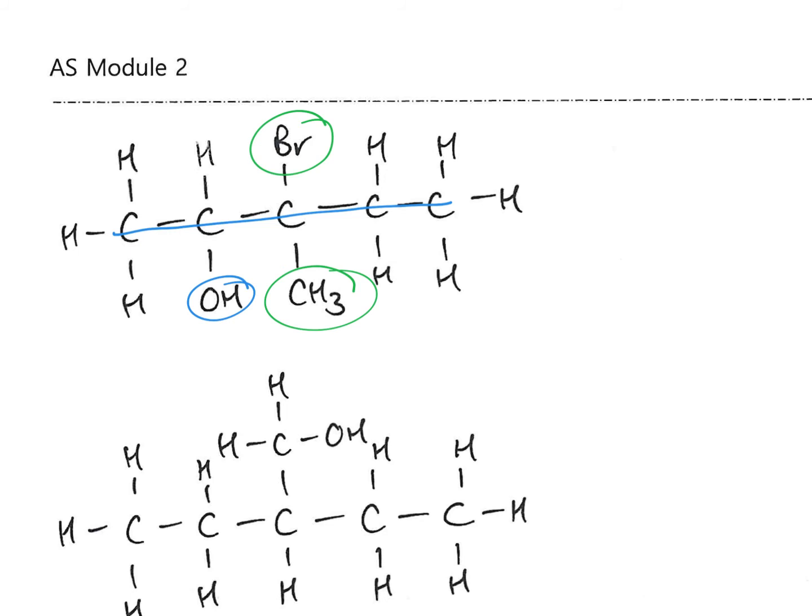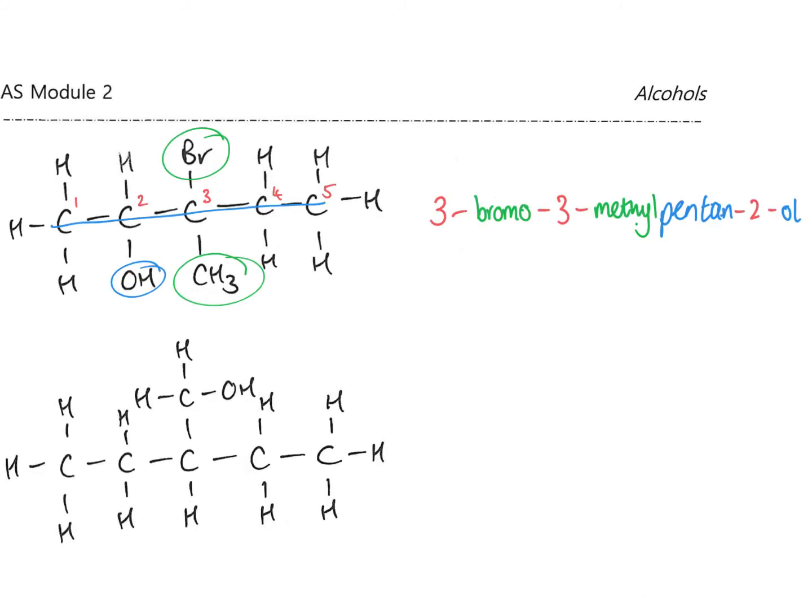We number our substituents so the hydroxyl group is on the lowest possible carbon. So don't worry about the substituents. The important thing is the hydroxyl group is on the lowest possible carbon. So that's 1, 2, 3, 4, 5. And your name becomes 3-bromo-3-methylpentan-2-ol. And remember that your bromo must come before your methyl because it is in alphabetical order.